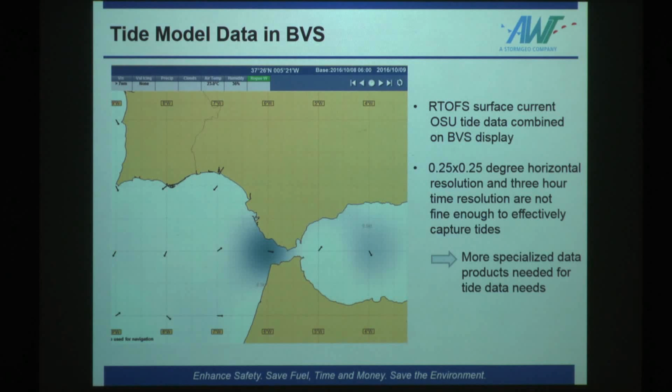An example of what the tidal currents look like on BVS. Obviously, no wind-driven currents here. This is tides close to the Straits of Gibraltar. And as you can see, BVS is not a good tool when it comes to checking out what the tides will be. Our resolution for tides is a quarter by quarter degree, and the time resolution is 3 hours, so not good for tides. So we need more specialized data products for tides for the customers who require such information.